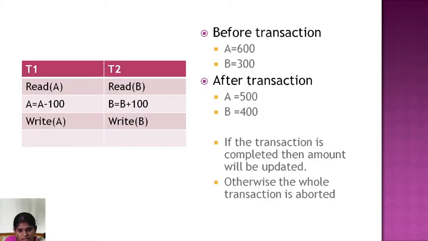A is 600, B is 300. So after the commit operation, A value is 500 and B is equal to 400. Otherwise, A equal to 600 is maintained. If it is aborted, this consistent state is maintained.